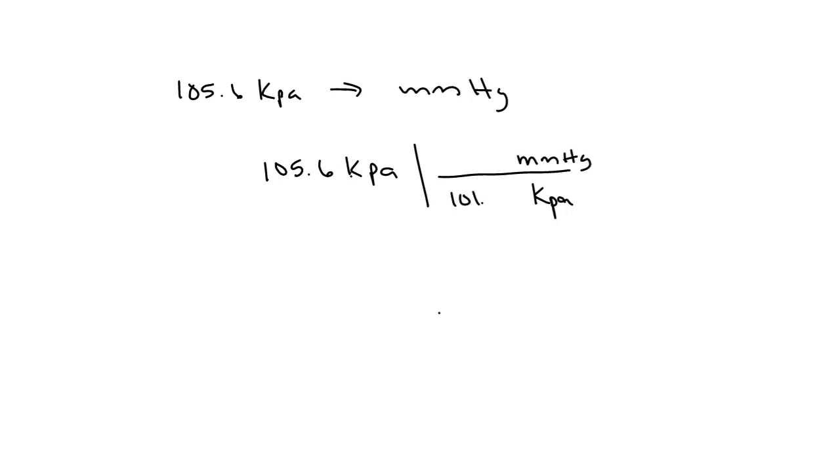So 101.5 kilopascals equals 760 millimeters mercury. So kilopascals cancel out, millimeters mercury is the unit I want. This is roughly 1. If I divide kilopascals, so it's around 760 millimeters mercury. One thing you need to do is check your sig figs.